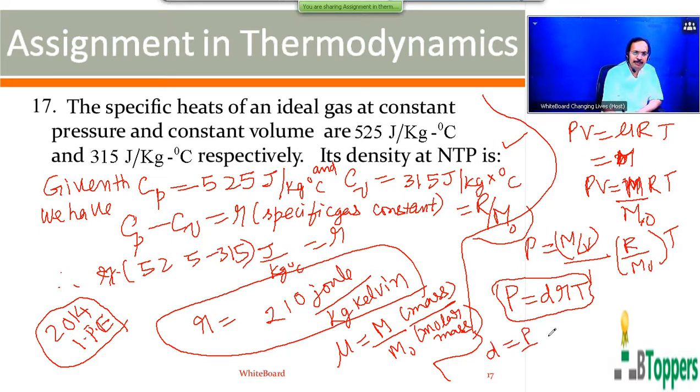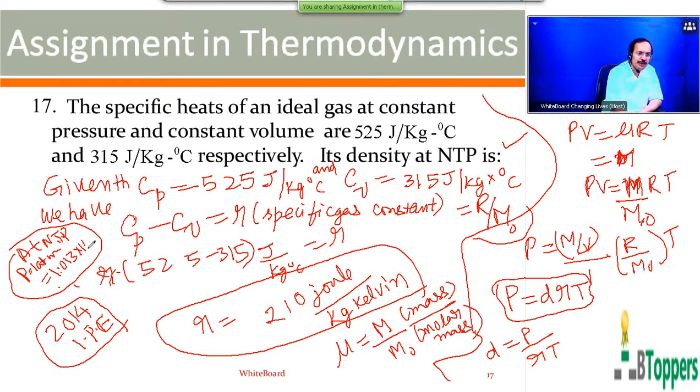So density of the gas is P by rT. You are asked to find the density of the gas at NTP. So at NTP, we can take the pressure of the gas equal to 1 atmosphere, that is 1.013 into 10 power 5 Newton per meter square. Approximately, you can take it as 10 to the power of 5 Newton per meter square for approximate calculation.